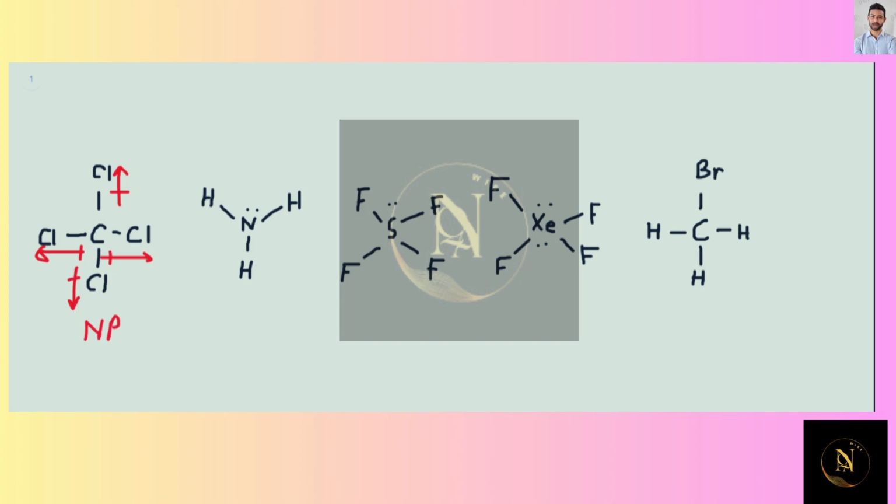So NH3, we have 3 N-H bonds, and then we have a lone pair here. If there is no lone pair, we have a trigonal planar, and the net dipole moment for trigonal planar, if all the bonds are equivalent, is going to be 0. However, because we have a lone pair here, we have trigonal pyramidal. So our dipole moments are not going to cancel out. So this is going to be a polar molecule.